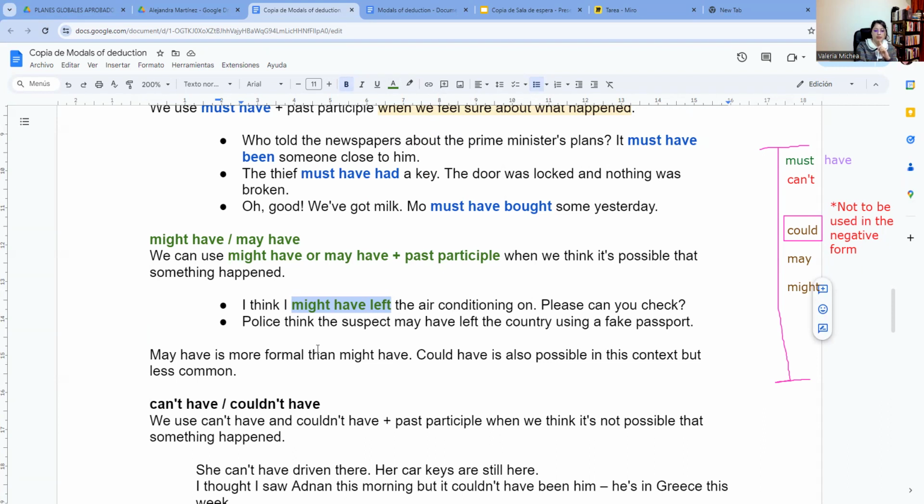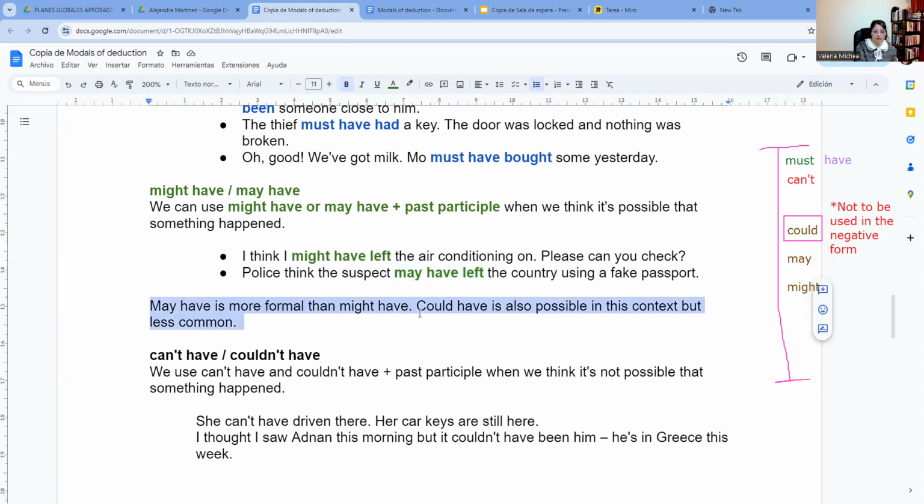Second example: police think the suspect might have left the country using a fake passport. May have left the country. Again, they are not sure, they have no evidence, but that is what they can infer, because we have a criminal that ran away from the country. He was being looked for, but he still left the country. So their theory is that he might have left without a real passport. All right, so again, not much evidence, but a theory.